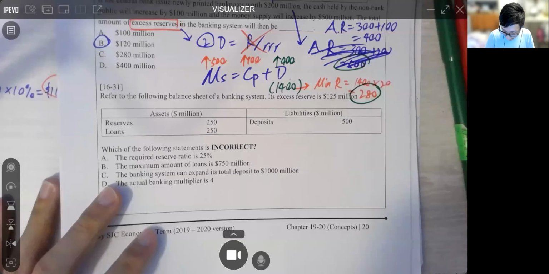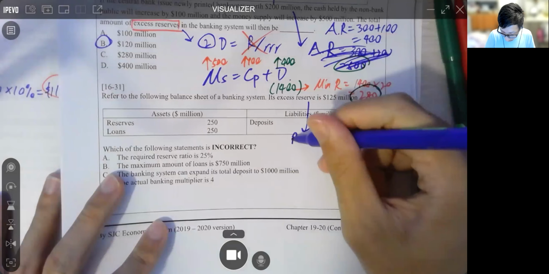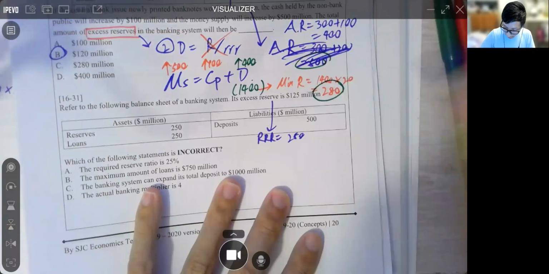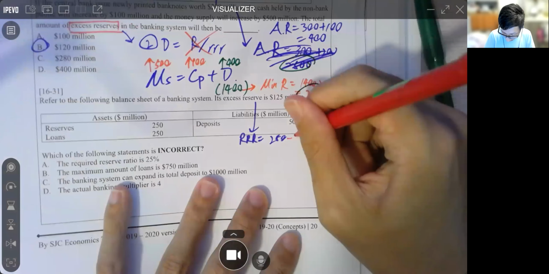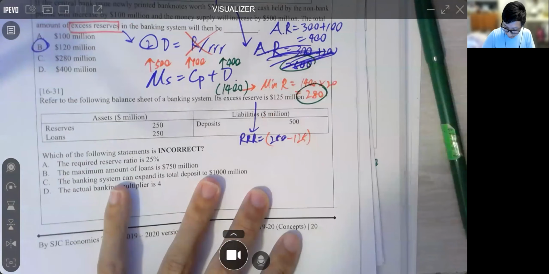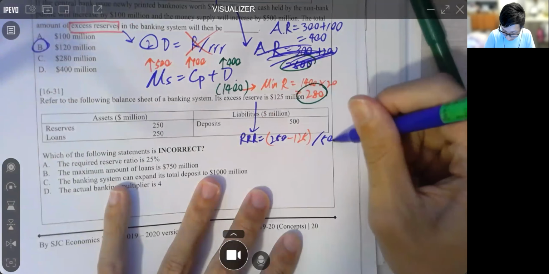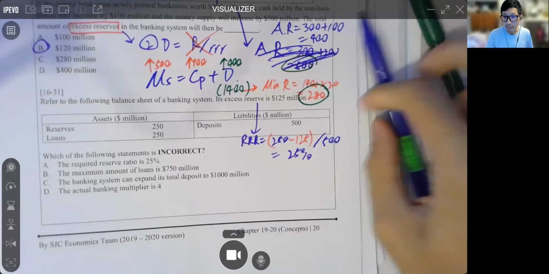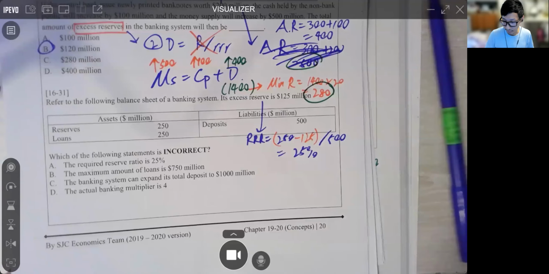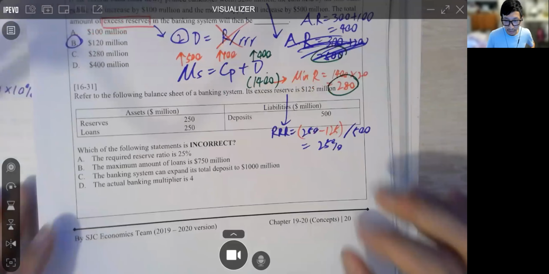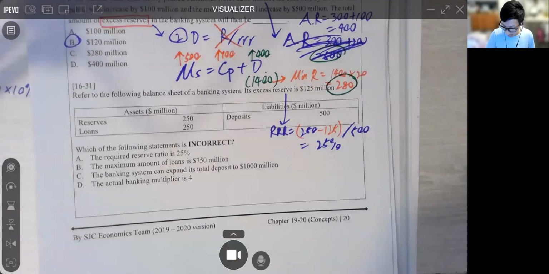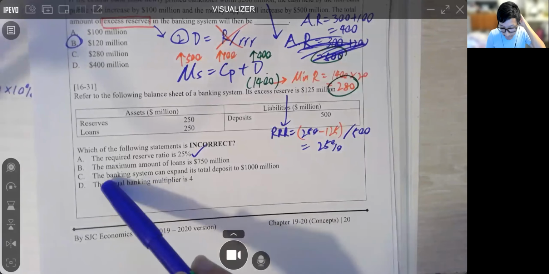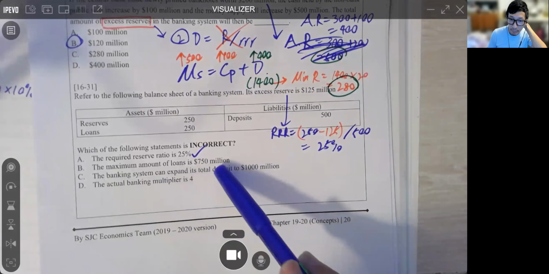Okay, so let's calculate. The required reserve ratio should be 250 minus 125 divided by 500, which would be 25%, right? 25%. Yeah, incorrect. This one is correct. Okay, 係啱嘅噃。The maximum amount of loan will be this one.